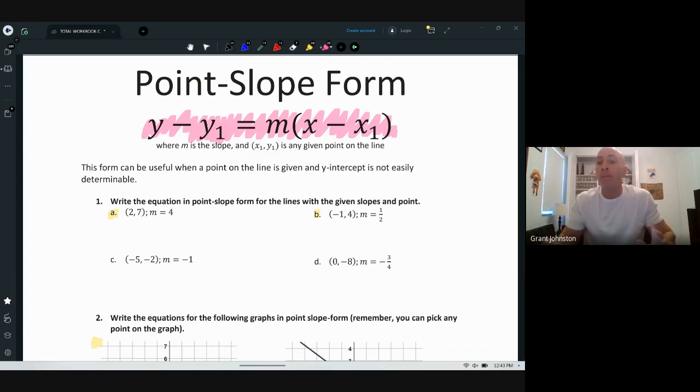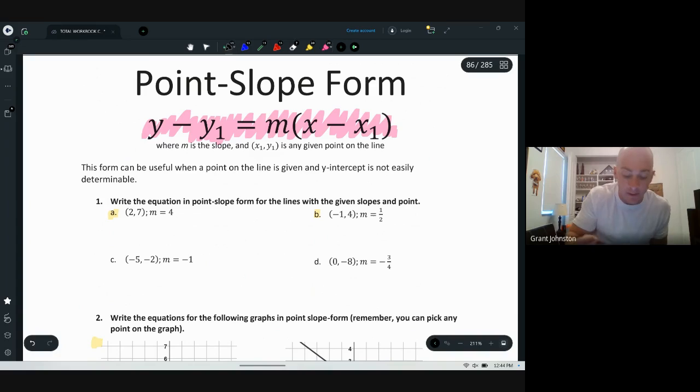So y equals mx plus b is great, but it has this catch where you need to know what the y-intercept is. Now in point slope form, you don't need the y-intercept. You just need the slope and any point on the line. You can use any single point, which makes it really, really nice.